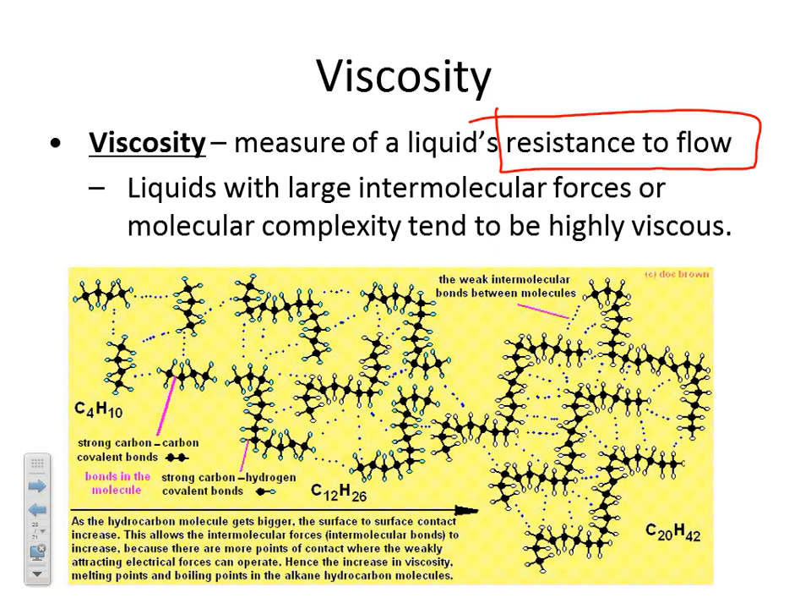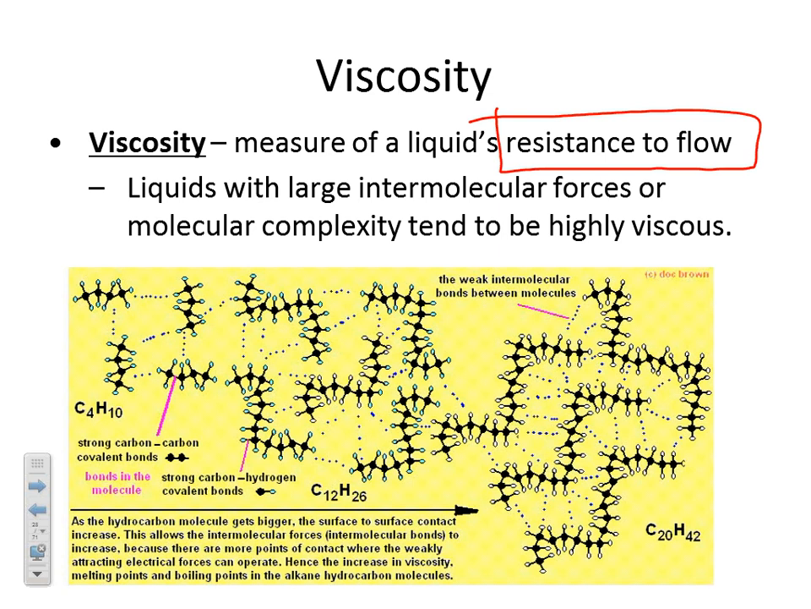So if it resists flow very, very much, then we call that being highly viscous. If it doesn't resist flow much, then it's not viscous, it's less viscous. So molasses, for example, would be a highly viscous liquid. It resists flow a lot because it's very sticky and very gooey. Water is significantly less viscous than molasses. So that's what that term means.